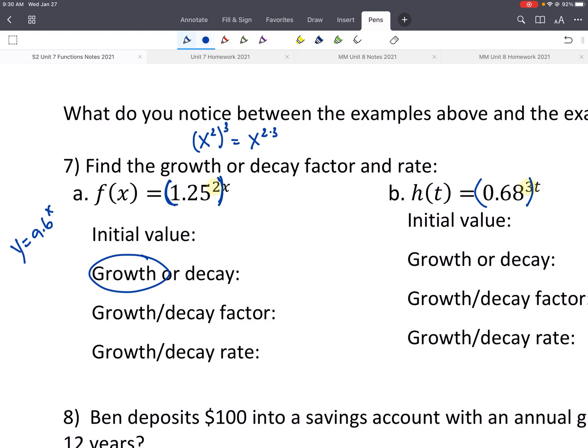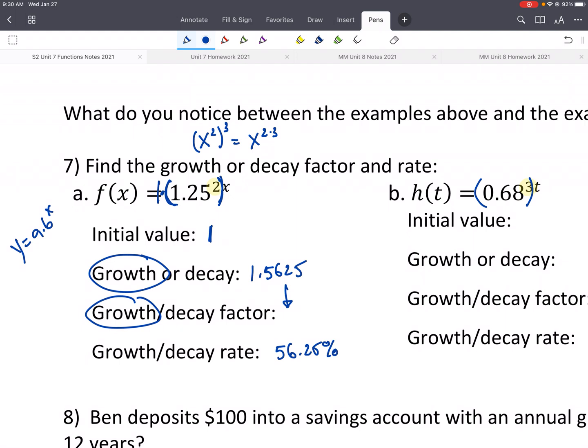So here our initial value would be a 1 in the front. We have growth, but we need to evaluate, so you'd want to grab your calculator and do 1.25 squared. And then I would just want a decimal, and don't round. So here we have 1.5625. So that would be our, oops, that should go here. That's our growth factor. And then its rate, again, is the difference from 1. So that would give you 56.25%.